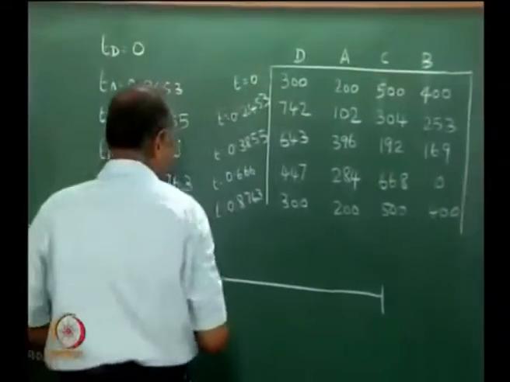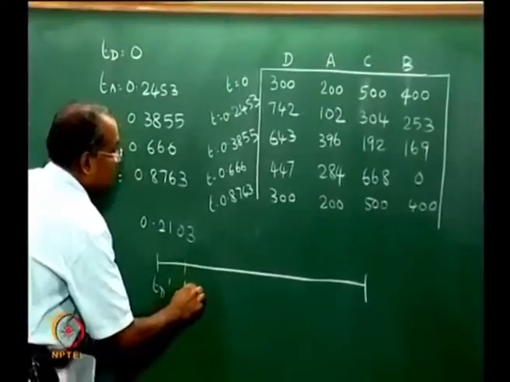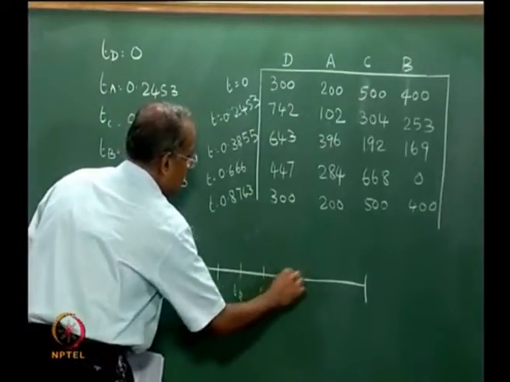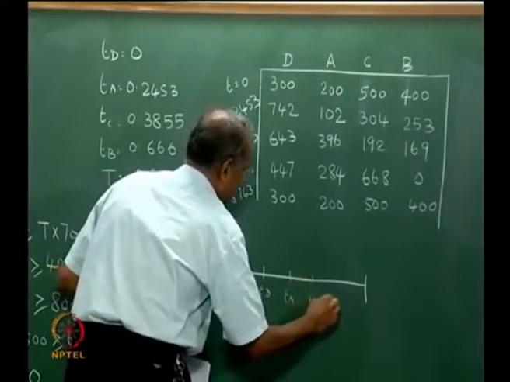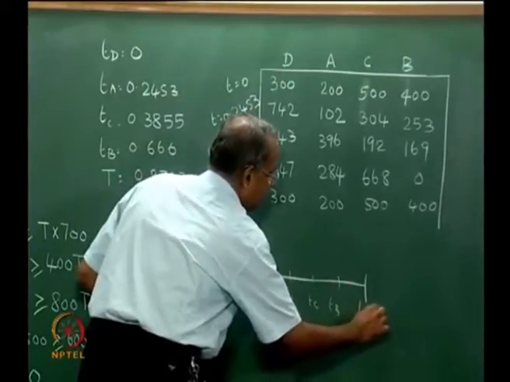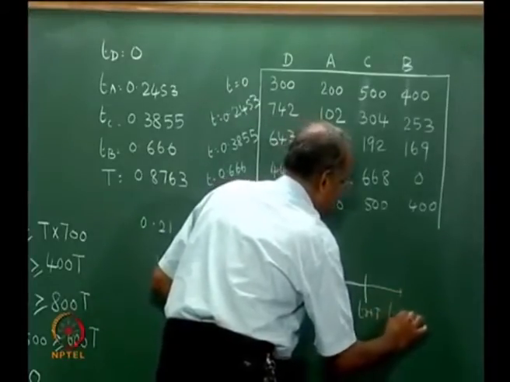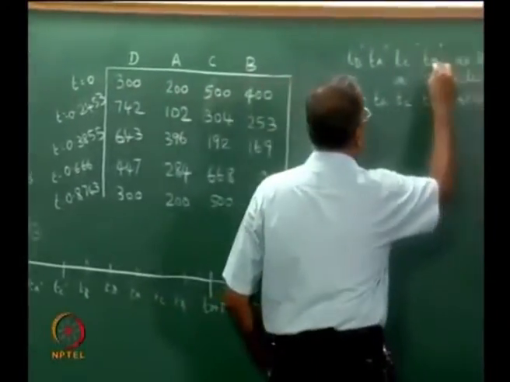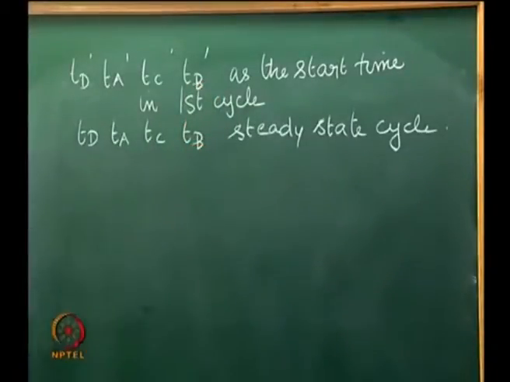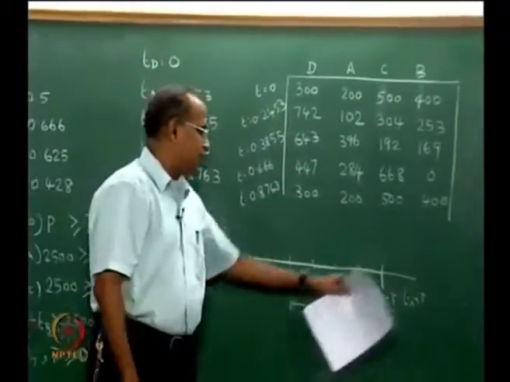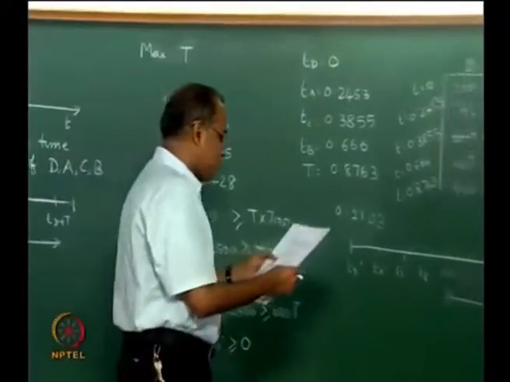Steady state cycle. So it is like saying I have TD dash, TA dash, TC dash, TB dash, TD, TA, TC, TB, TD plus T, TA plus T and so on. So your actual cycle starts from TD to TD plus T, as well as TA, TA plus T and so on. So let me just write these constraints.